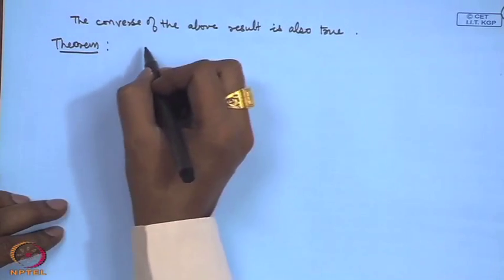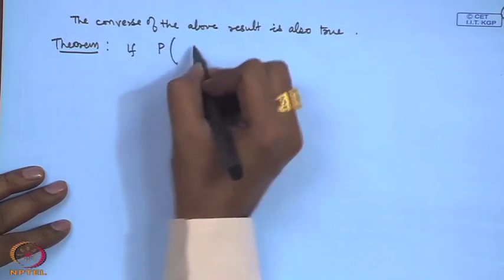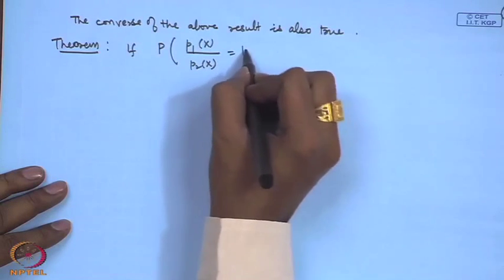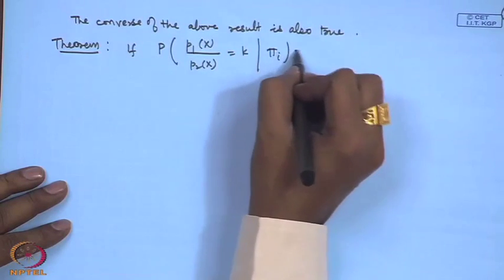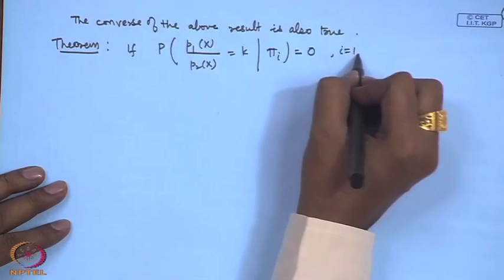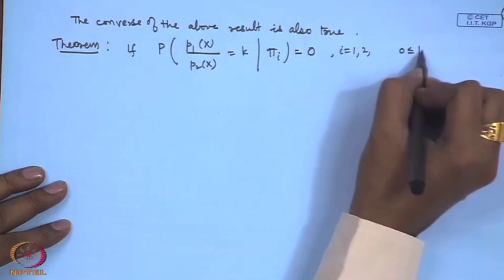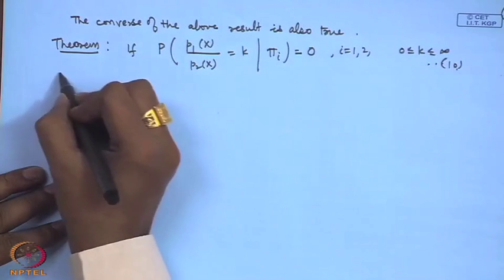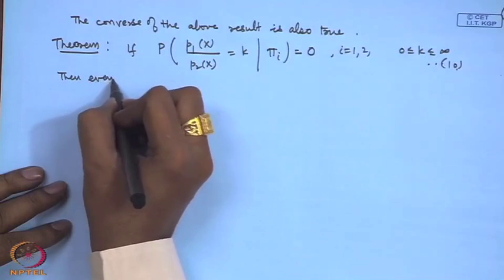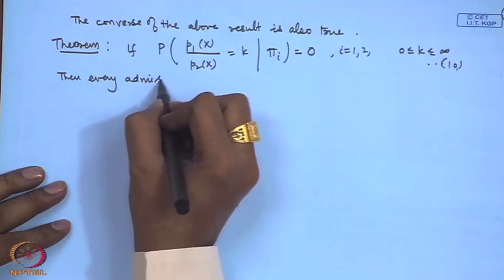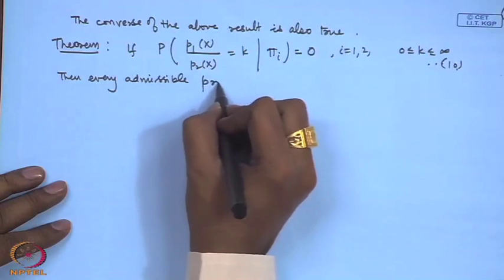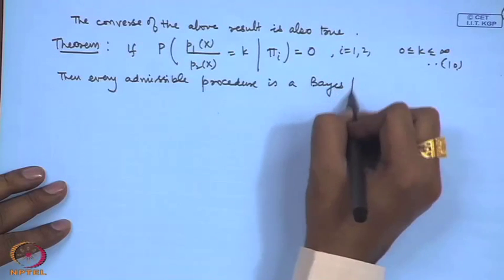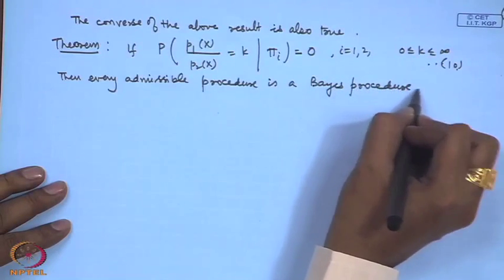We prove the following theorem. If probability of p 1 x by p 2 x is equal to k under pi i is equal to 0 for i is equal to 1 to 2, for any k between 0 to infinity, then every admissible procedure is a base procedure.